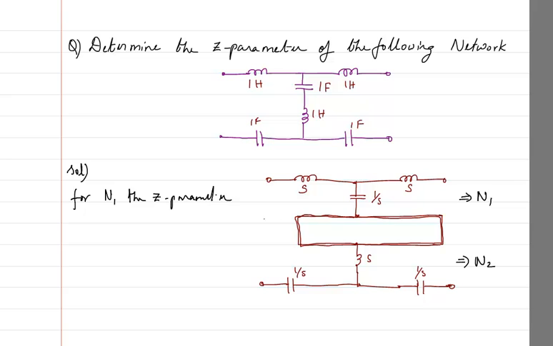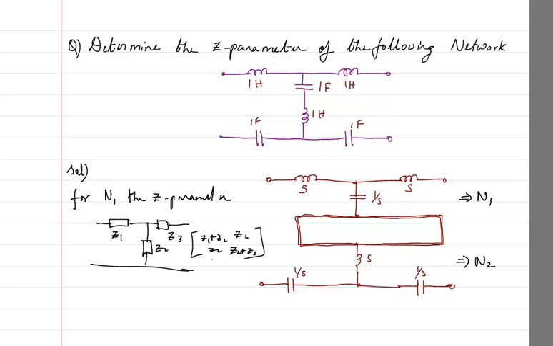What is going to be the Z parameter for a T network? Why do I call it a T network? Because we know that for a T network which is having a shape like this, if suppose this is Z1, Z2, Z3, the Z parameter is given by Z1 plus Z2, Z2 plus Z3, and here it is going to be Z2, Z2, correct? That same concept we are going to use for this N1 network.